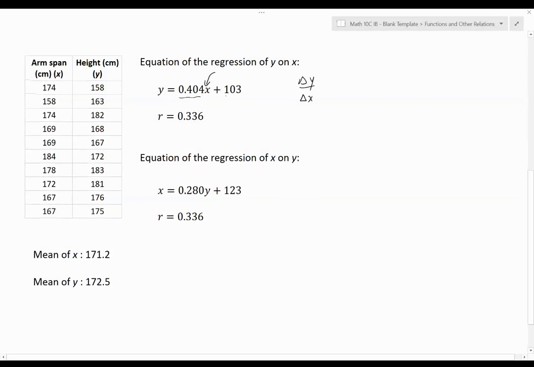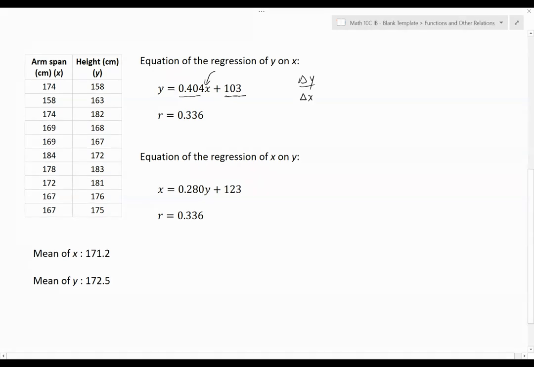And then this is where it gets a little weird in terms of predictability. The y-intercept would be what is the height when the arm span is 0. Now, obviously, on average, humans do not have a height of 1 meter, 103 centimeters, when they have no arm span. So the predictability of this equation gets a little fuzzy out towards the edges.